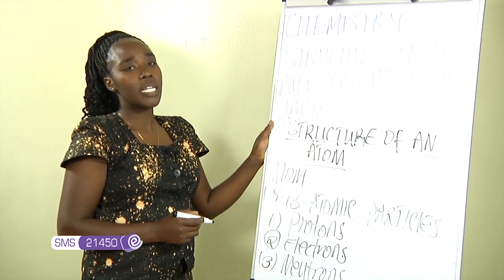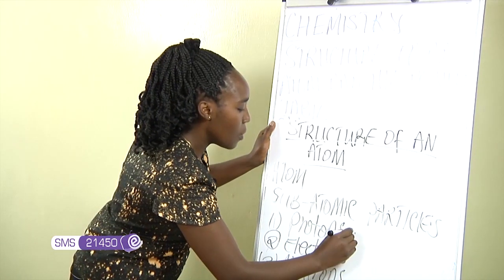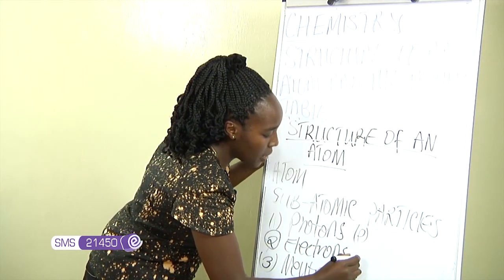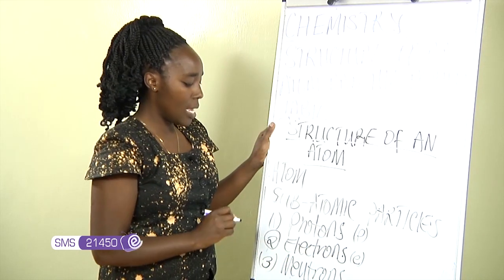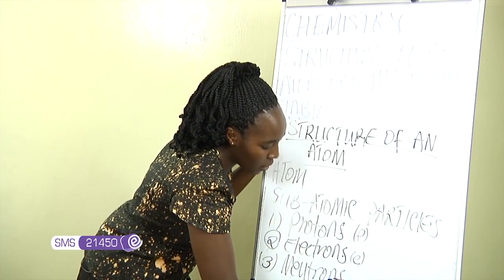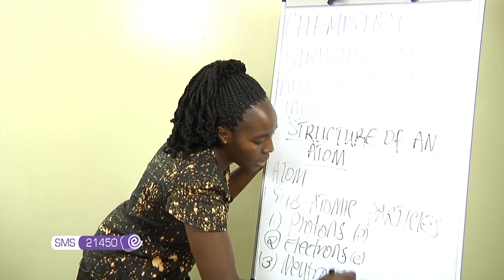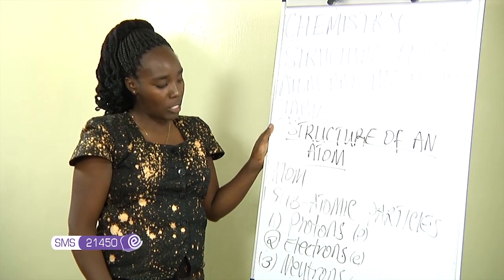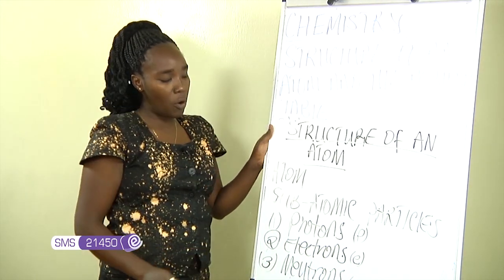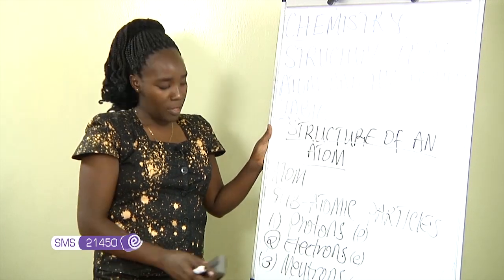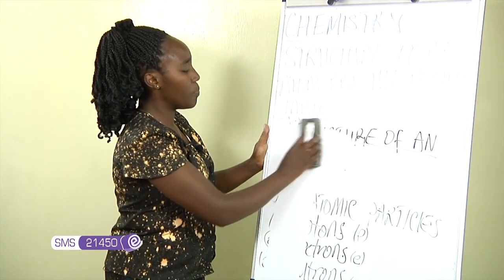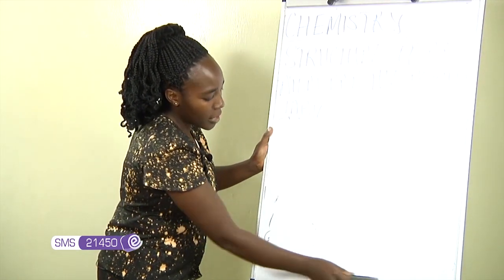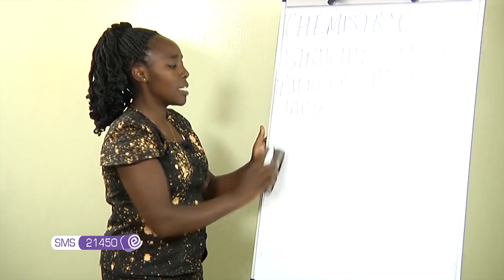The protons always in chemistry are denoted with a small p, like that. The electrons will always be denoted with a small e, like that. And the neutrons will always be denoted with a small n, like that. So those are the subatomic particles that usually make up the structure of an atom. Therefore, the atom simply, how would we represent it diagrammatically? In form of a diagram involving all the subatomic particles in it, how does it appear?